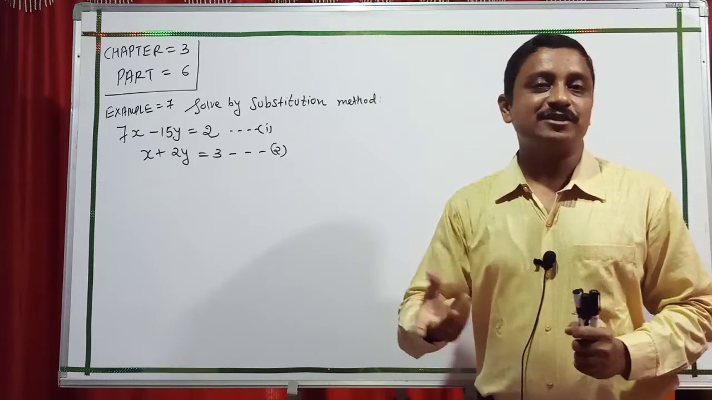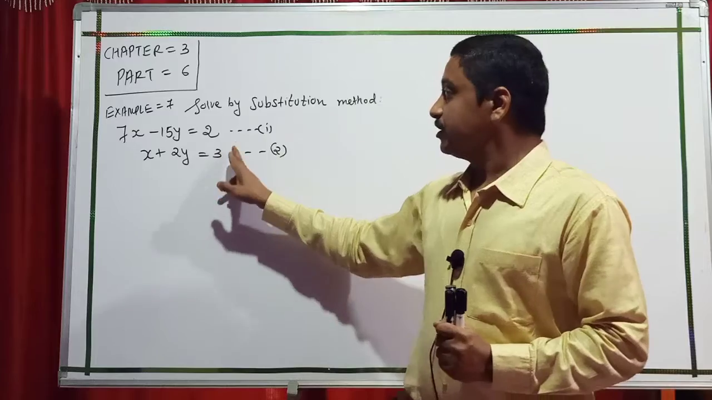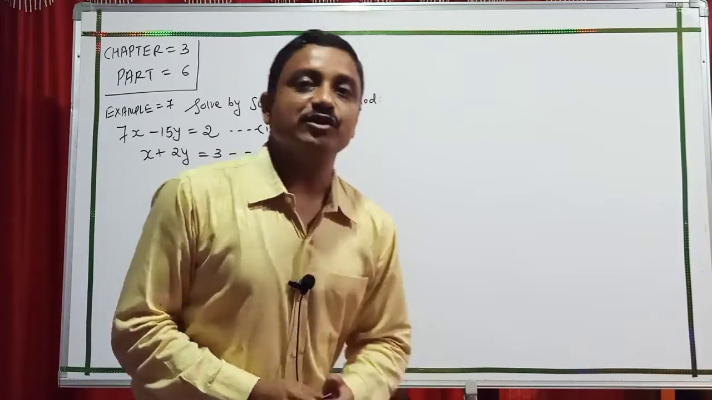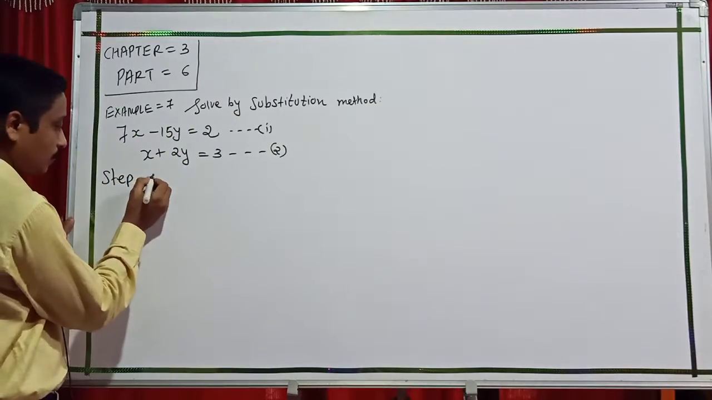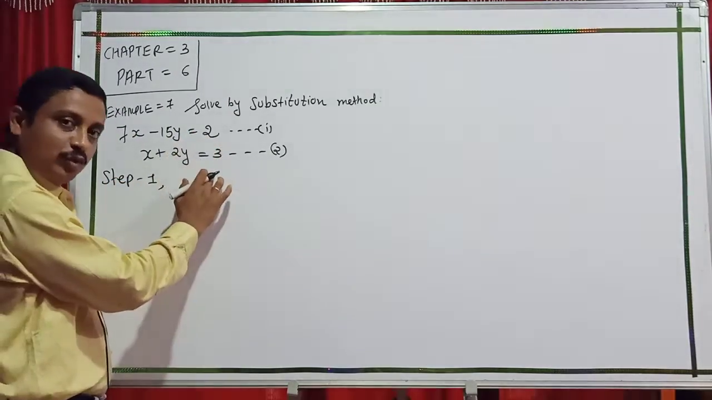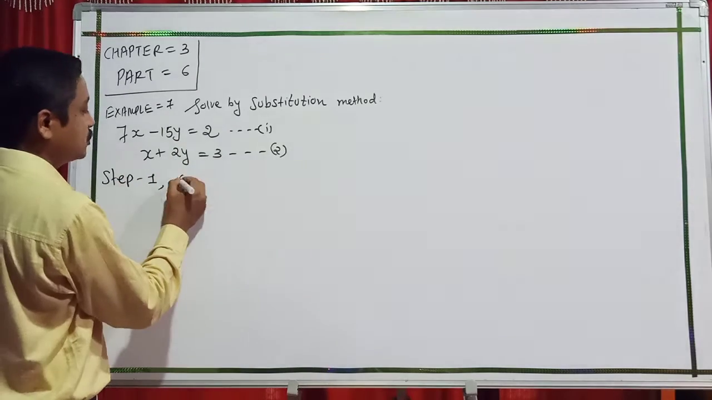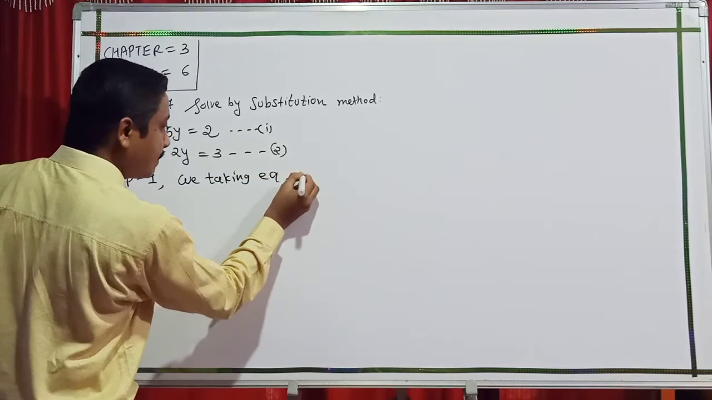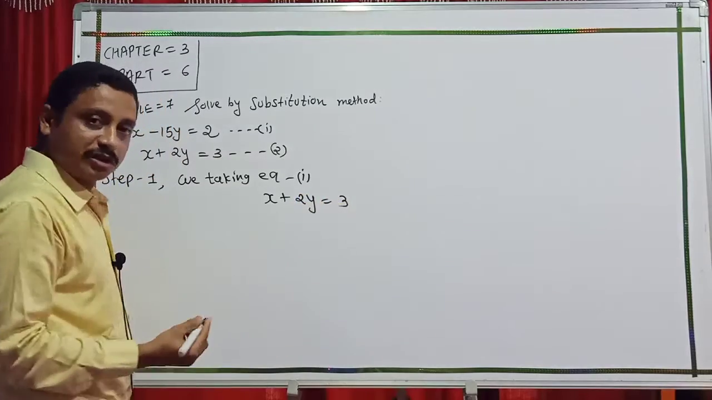Yes students, up to the exercise I already explained in the last part. There are two equations given. You can choose any one equation for the substitution method. So step 1: take either one, but most probably take the one with the least coefficient value. So we take equation 1, x plus 2y is equal to 3.